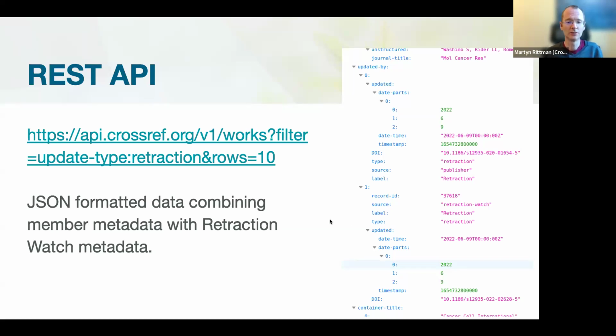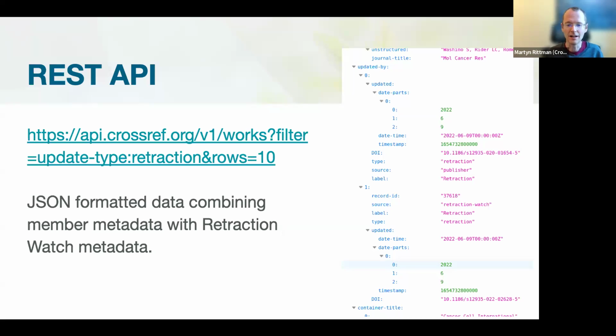It's output in a JSON format, and you can see on the right-hand side here, I hope this is readable for you, there's a field called updated-by, and within there you've got actually two retractions. The first one, you can see the DOI of the retraction notice, the fact that it's a retraction, and then the source, which is the publisher. In this case, the publisher of this work has been very good, and they've sent us information about the retraction. Now you'll see below that there's also another retraction, and the source in this case is Retraction Watch.